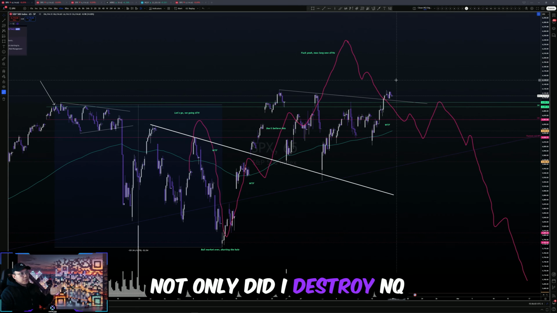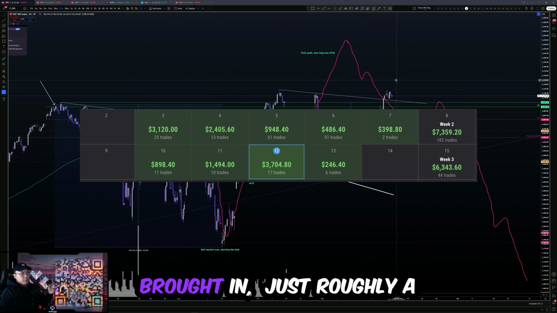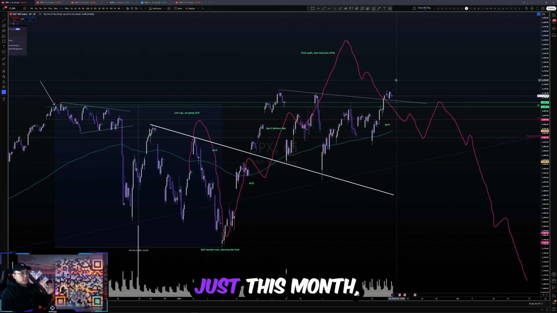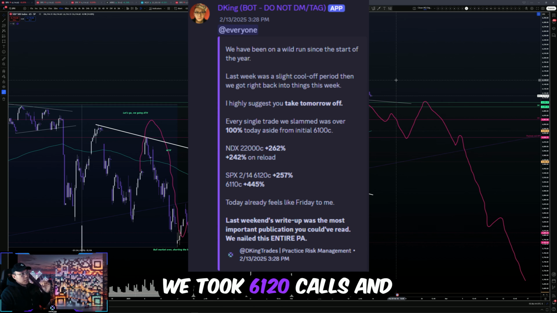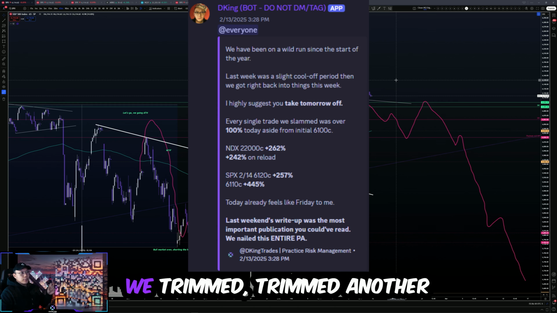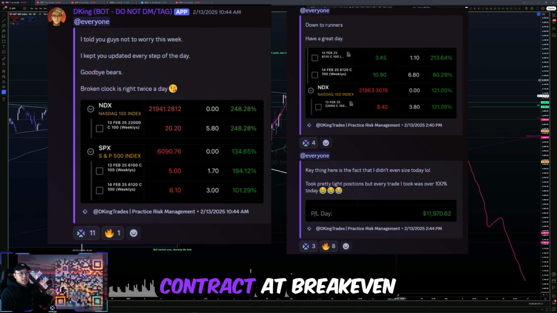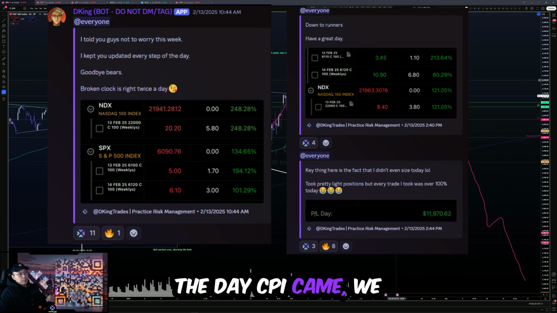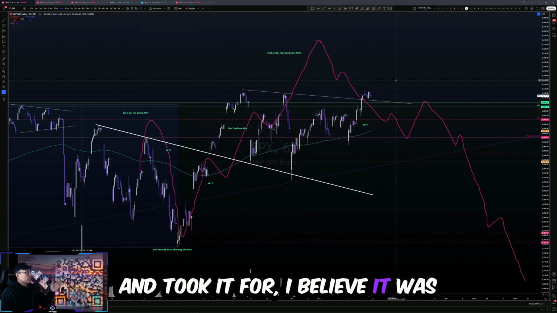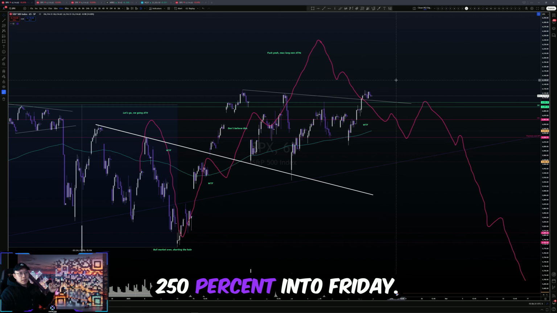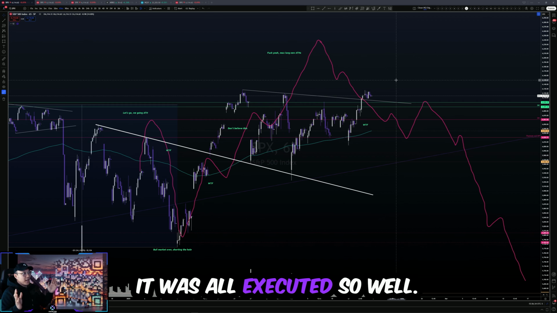Not only did I destroy NQ this week, this month I brought in just roughly a little over $70,000 on NQ. Just this month, 2 weeks in. SPX, we nailed this perfectly. We took 6120 calls and wrote it right before CPI. We trimmed another contract at break even, held one through CPI. The day CPI came, we averaged down on it heavy and took it for, I believe it was like 200-something percent, 250% into Friday. It was all executed so well.